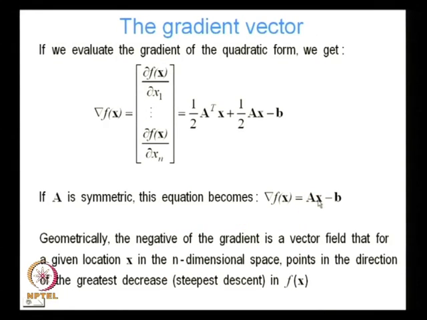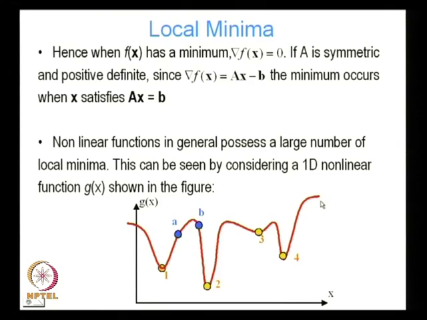And if A is symmetric and positive definite, since the gradient of f of x is equal to A x minus b, at the minimum the gradient of f of x must be equal to 0. So, A x minus b is equal to 0. So, in order to find the value of x which minimizes the function, I have to solve A x minus b equal to 0, right. The minimum occurs when x satisfies A x equal to b.